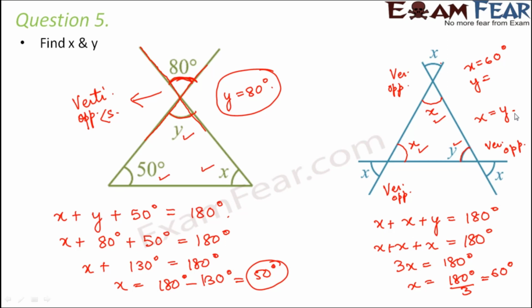Then what would be the value of y? y is equal to x. So y will also be equal to 60 degree. So you see, we are making use of the same properties which we have learnt before, whether it is vertically opposite angles or linear pair or sum of the three angles is 180 degree or exterior angle property. So you need to think about all the properties that you know and then you need to observe and calculate.